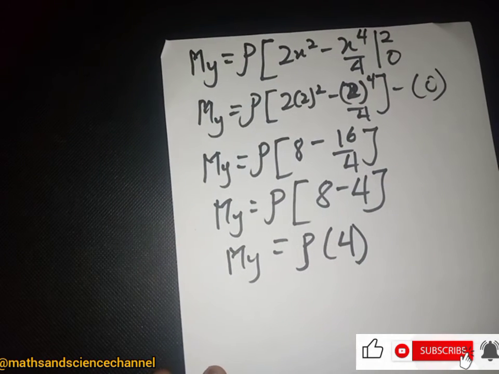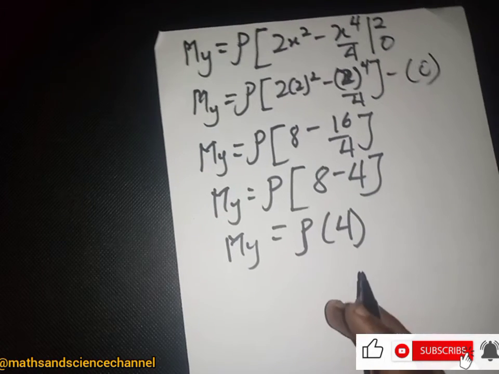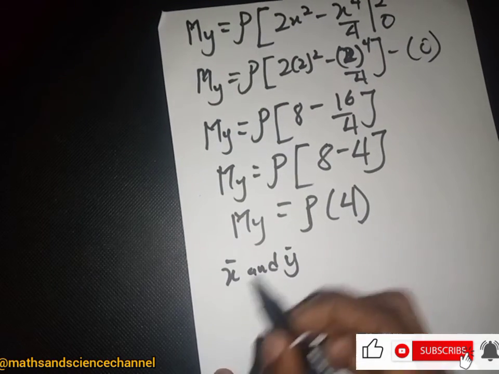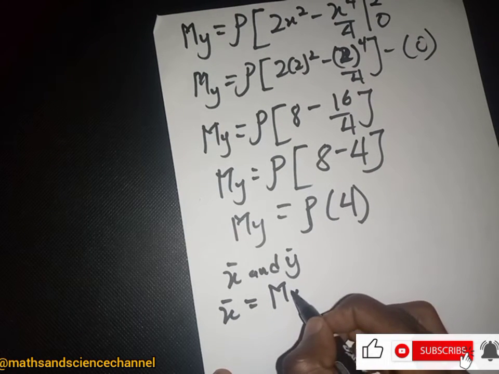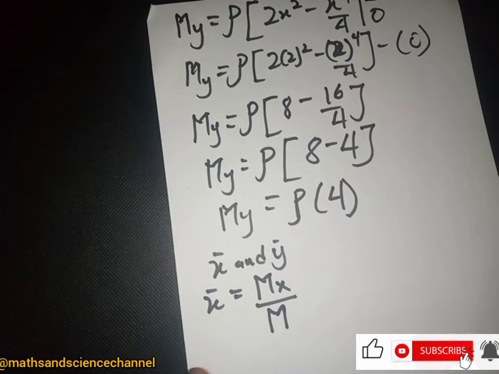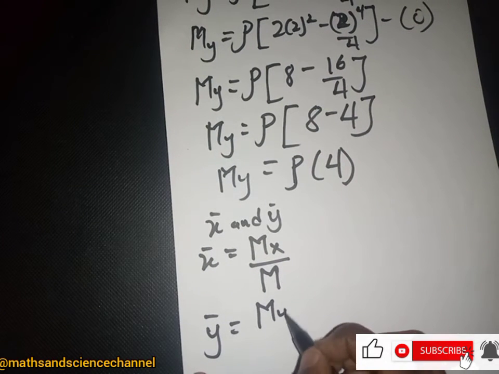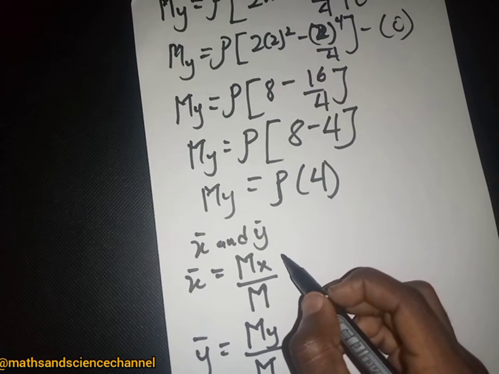Then My here is just equal to the density, we just have 4 here. Now from here, what we are going to calculate is the coordinate of the center of mass, x and y, in the x and y directions. So we have to calculate for the x and also the y direction. The x here is given by the moment of the particle in the x direction divided by the mass of the particle, right? And y here is also given by the moment of the particle in the y direction and also the general mass of the particle, right?